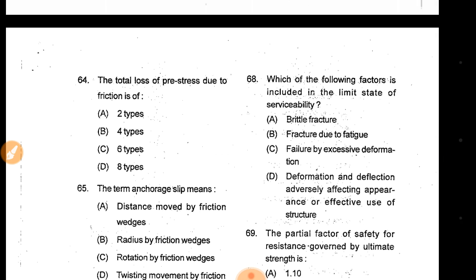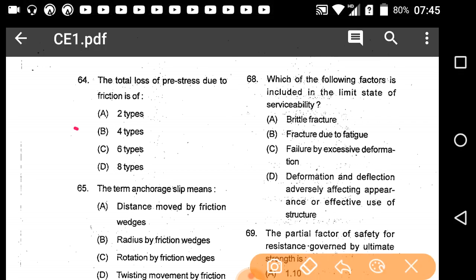Next question. The total loss of pre-stress due to friction is of 2 types, 4 types, 6 types, 8 types. Here option A will be the correct answer, that is 2 types.